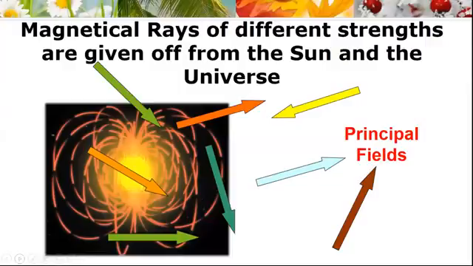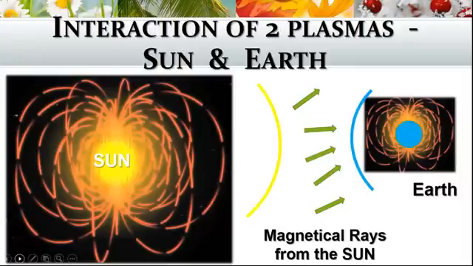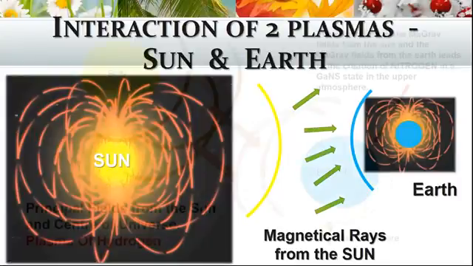Now, we get from the sun, and the center of our universe, magnetical rays of different strengths that are given off by the sun and the central sun of the universe. And these are our principal fields that we are dealing with. These are the principal fields of hydrogen. So we get the interaction of the two plasmas, and the fields from the sun I've just shown there in relation to the Earth. So we get the magnetical rays coming from the sun and interacting with the Earth's magnetic gravitational fields.